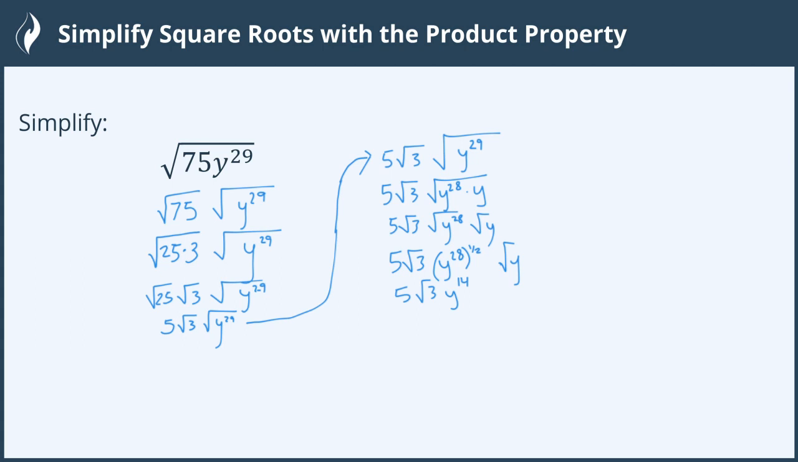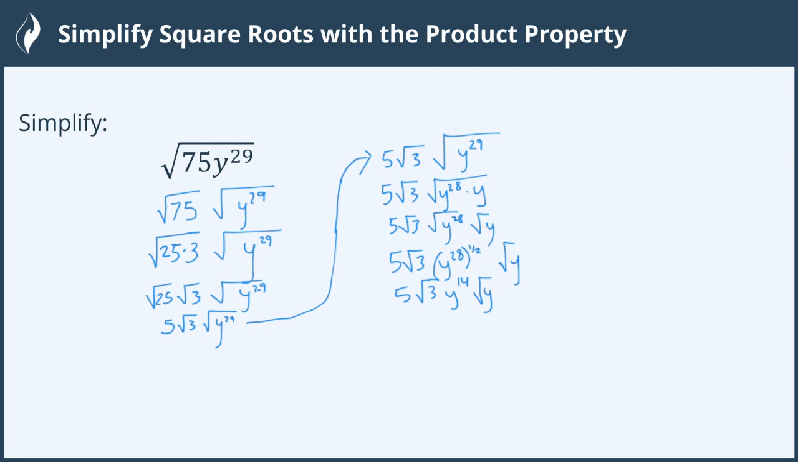You don't have to do this step where you rewrite it as a half power, but just realize that when we take the square root of something to an exponent, we can take that exponent and cut it in half because of this. So now we've got 5 times the square root of 3 times y to the 14th times the square root of y. I think that each one of these pieces is simplified as far as it can go.